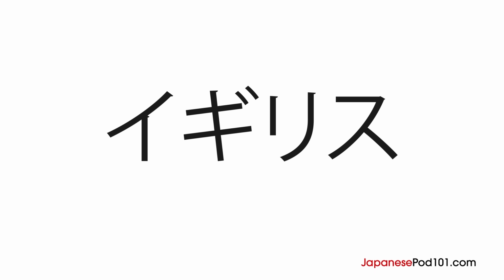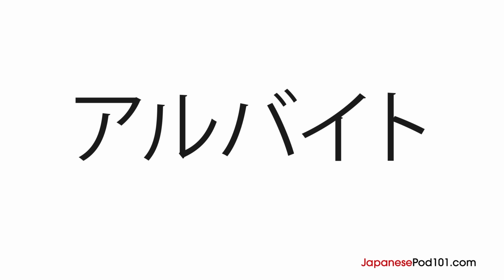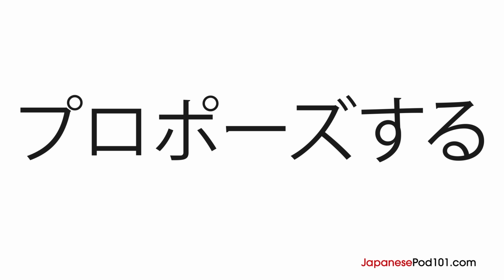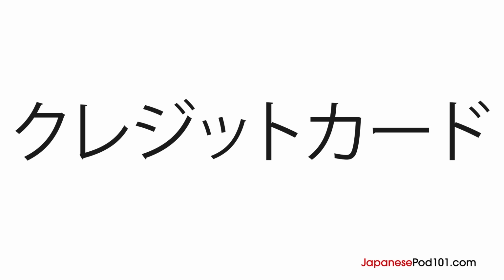イギリス. イギリス is the United Kingdom. アルバイト. It means part-time work. プロポーズする. This means to propose marriage. クレジットカード. This means credit card. Japanese people wouldn't understand if you just say card, so make sure to say the whole thing. クレジットカード.